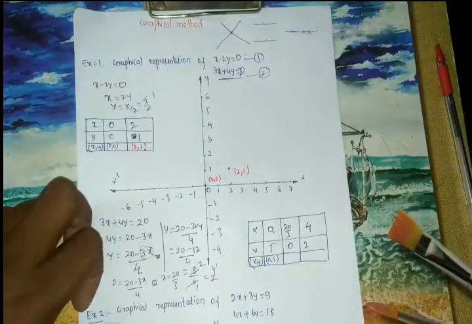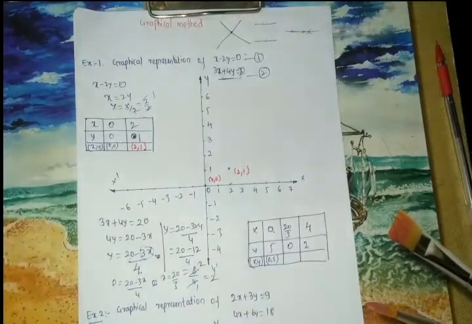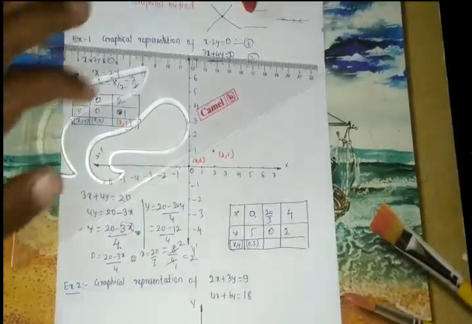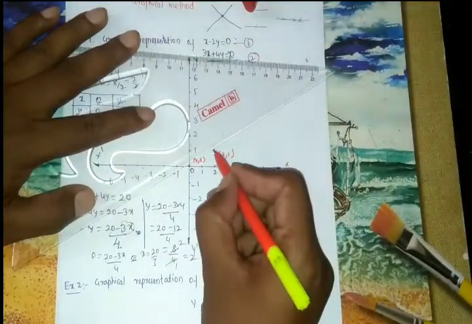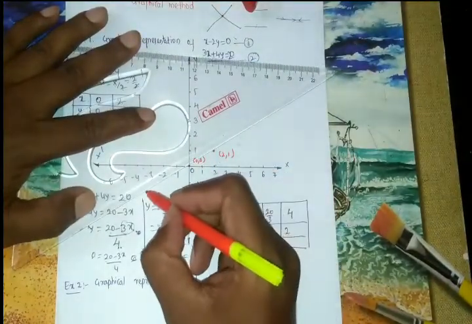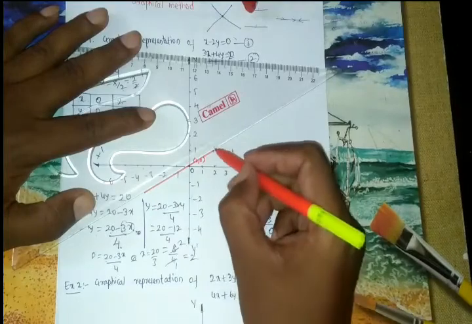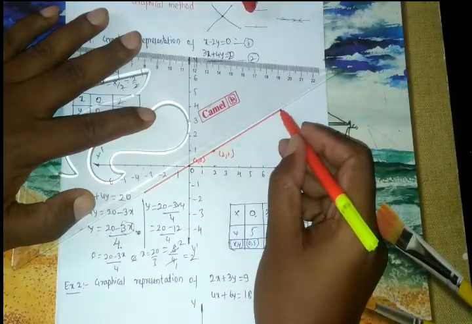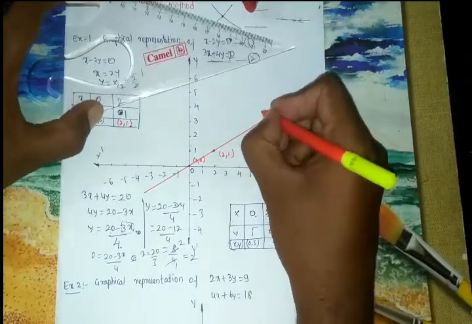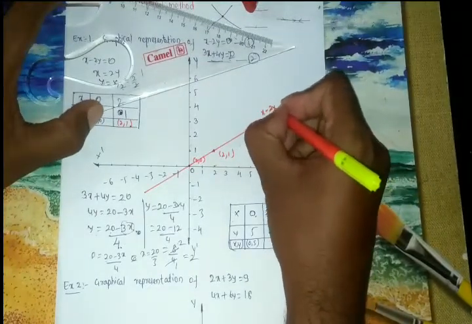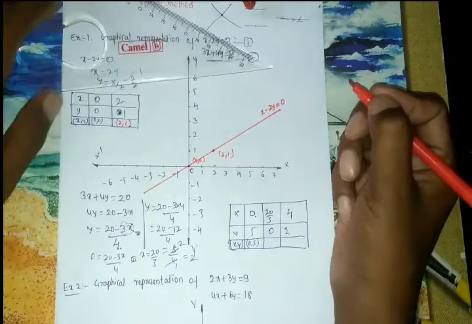Now we have to join these two points by a straight line. Let me join these 2 points by a straight line. Yes, this line represents the equation x minus 2y equals 0.